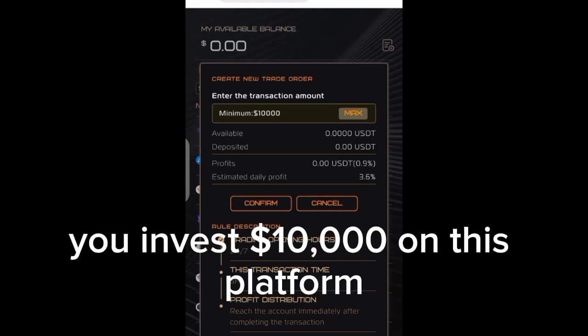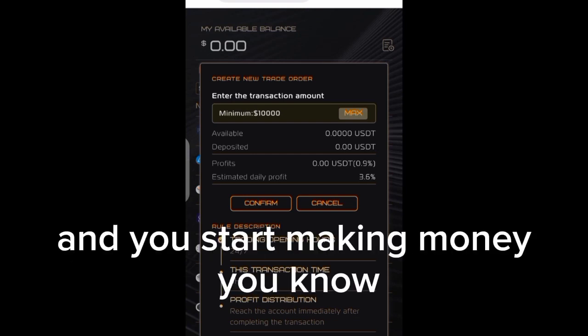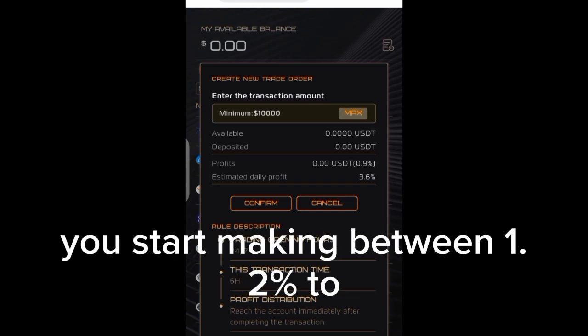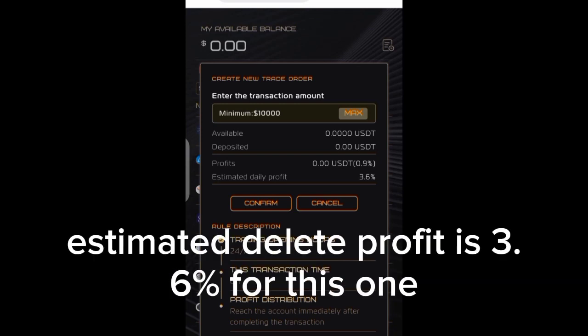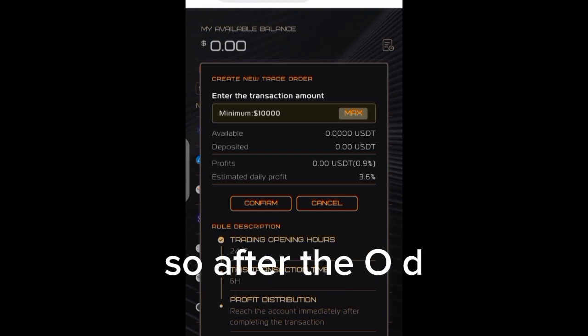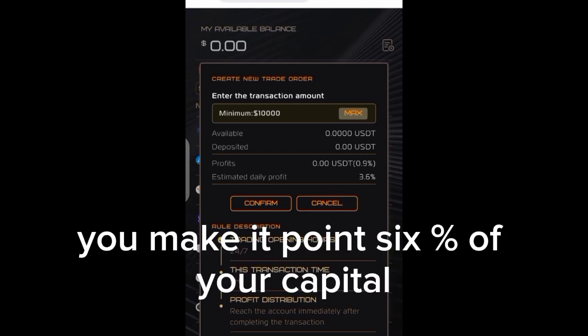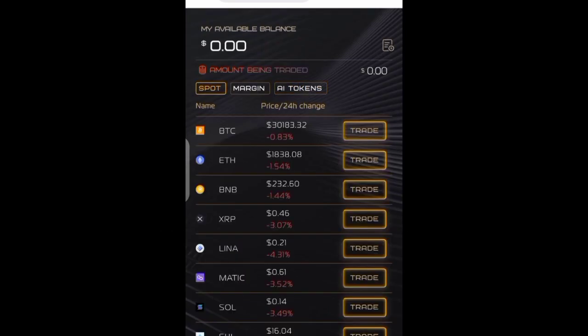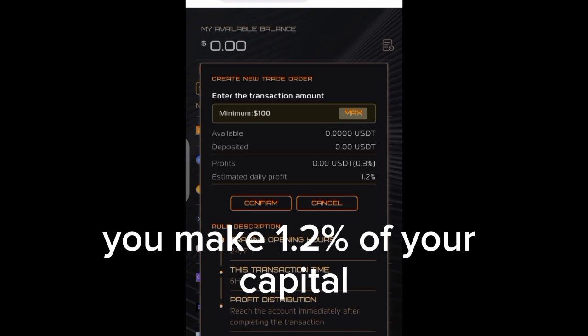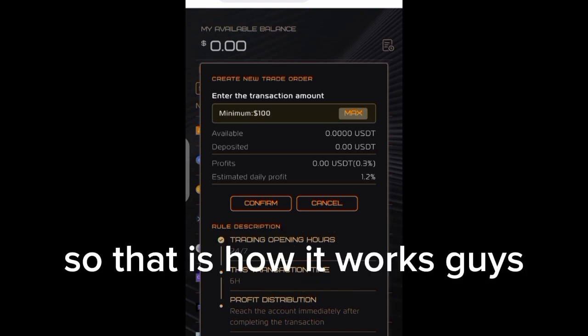You invest $10,000 on this platform, and you start making money. You start making between 1.2% to 3.2% in 6 hours. They said estimated daily profit is 3.6% for this one. So after the whole day, in 24 hours, you make 3.6% of your capital. Now for sports, you make 1.2% of your capital. So that is how it works, guys.